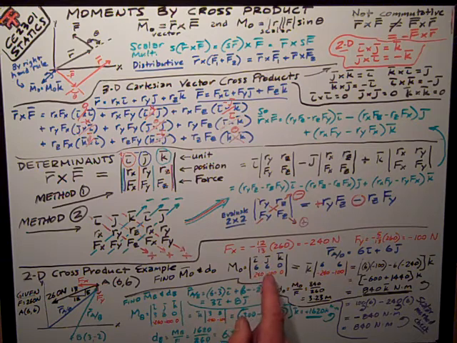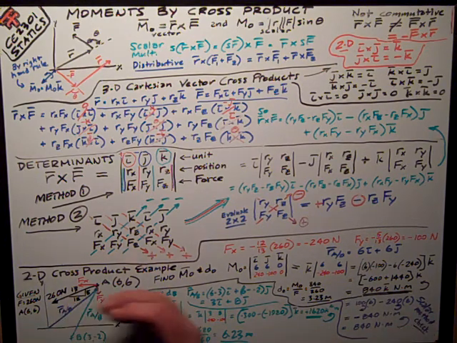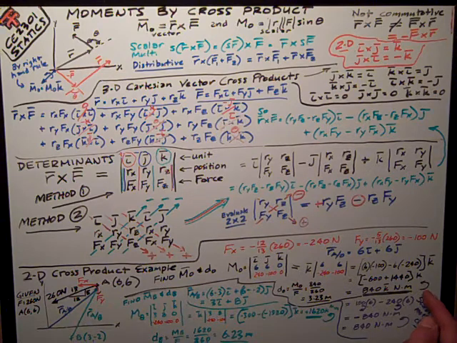K is just this little 2 by 2 determinant: 6, negative 240, negative 100. I evaluate that as 6 times negative 100 minus 6 times negative 240. Those are just scalars. I'm just multiplying them together. I get negative 600 plus 1440, and that's equal to 840 Newton meters in the k direction. The positive sign means using the right hand rule, it's coming out of the board at me, so my fingers curl in the direction of positive moment, and that is counterclockwise.